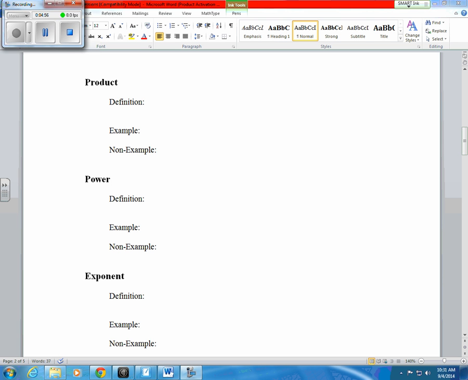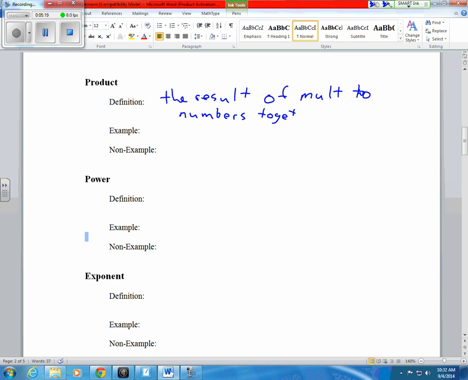So let's go ahead and write that down. The product is the result of multiplying two numbers together. So, for example, we said if we have 5 times 3, I have a factor of 5, a factor of 3. My product, my end result, is actually 15. And this number right here is a product, the end result.